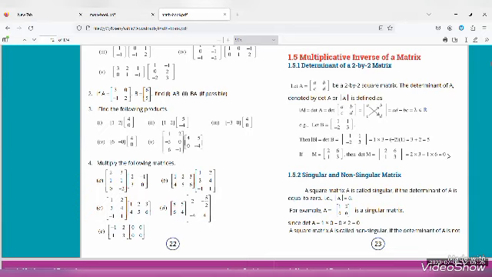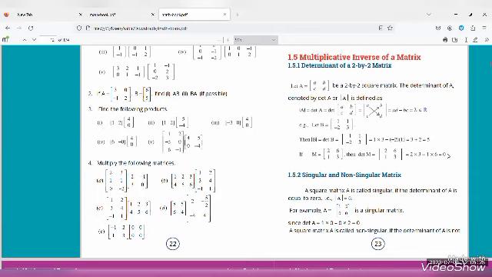Now next, we move to the next topic, which is about singular and non-singular matrices. What are singular and non-singular matrices? A square matrix is called singular if the determinant of A is equal to 0. A matrix is given to you, that is a square matrix, 2 by 2.